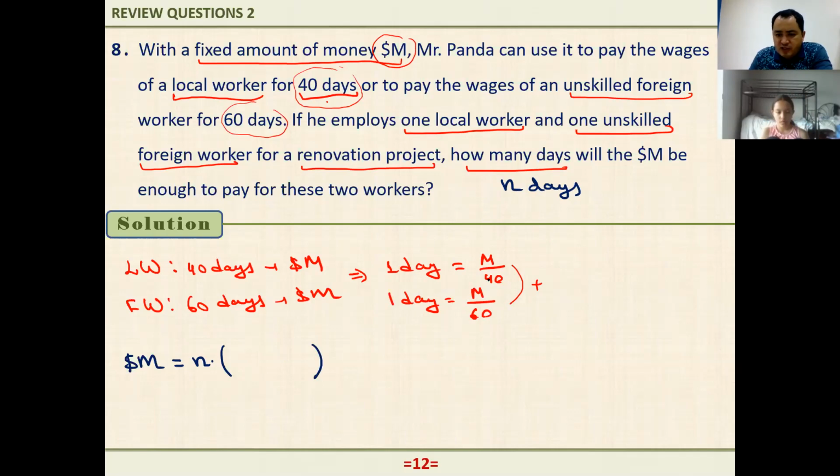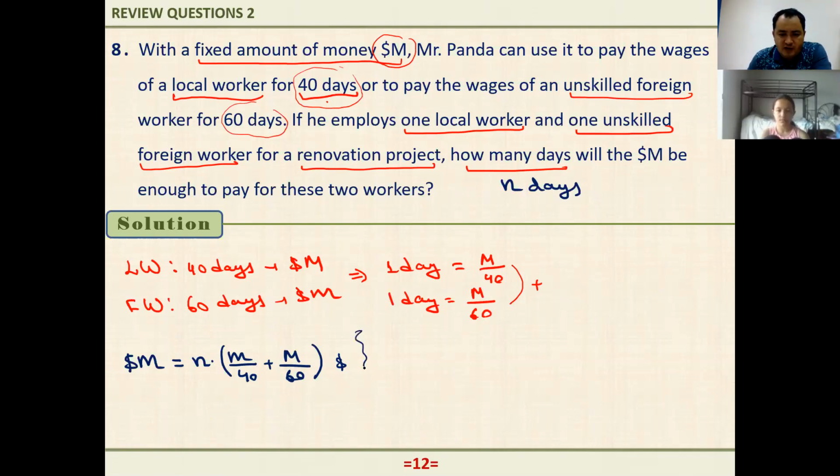Because at the end of each day, we have to pay this amount to this local worker, and this amount to the other worker. So from your pocket, how much are you actually paying for these guys? This amount, right? That is M over 40 plus M over 60, right? So in N days, they can finish the job. And I need to put a dollar sign here, on both sides. Did you understand how we form this equation? Yes. That is the most important part here. Okay, is it clear? Yes.